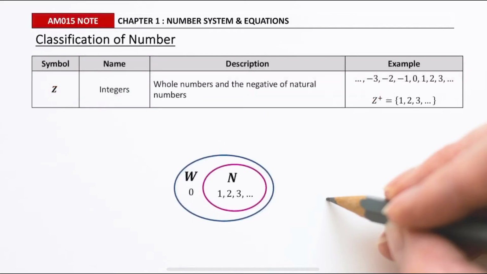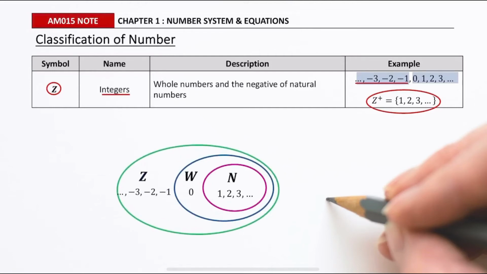We can also add negative values of the natural numbers, expanding our view to integers, which is denoted as Z. In fact, the natural numbers are also called positive integers and denoted as Z plus. So, the integers include the whole numbers and the negative of natural numbers. Thus, the whole numbers are a subset of the integers.